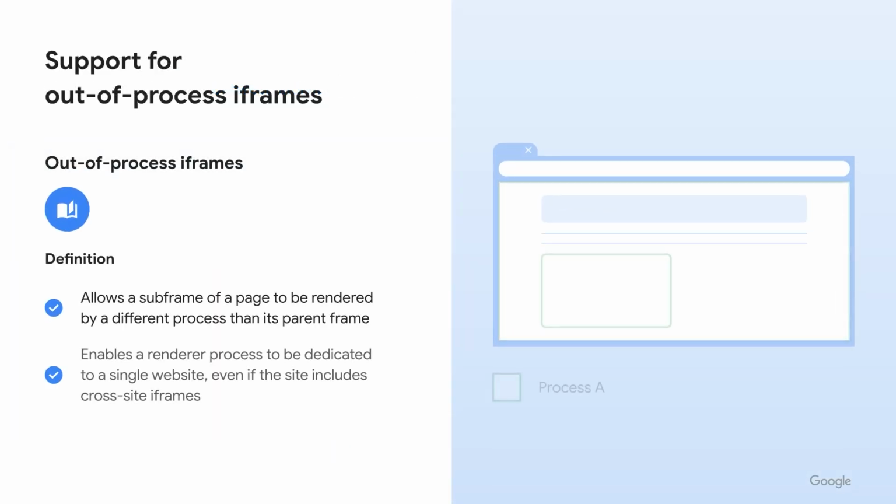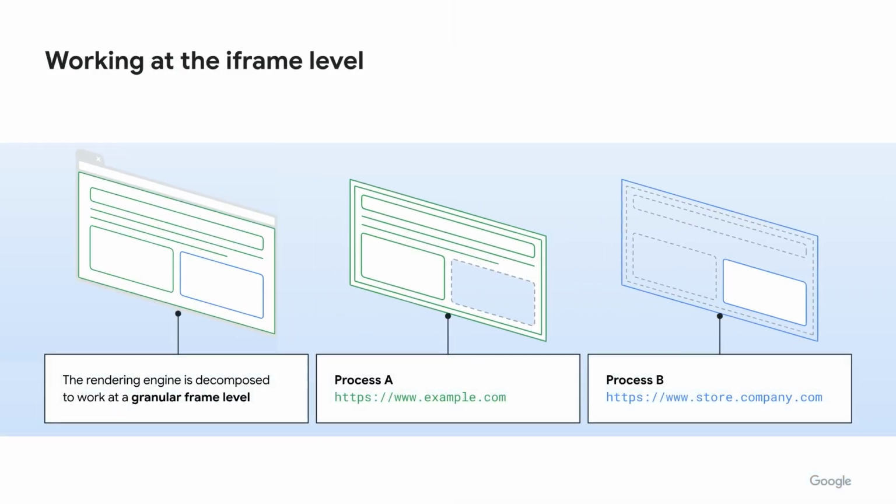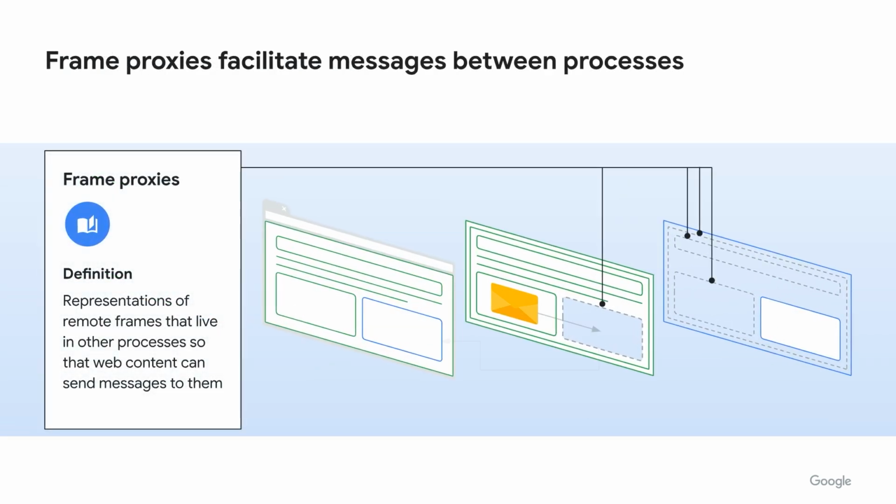As a part of this, Chrome provides support for out-of-process iframes, which allow a subframe of a page to be rendered by a different process than its parent frame. Out-of-process iframes allow a renderer process to be dedicated to a single website, even when cross-site iframes are present. To support out-of-process iframes in Chrome, the CSA team needed to decompose the entire rendering engine to work at a frame granularity. They also had to introduce representations of remote frames, called frame proxies, that live in other processes so that web content can still send messages to them.